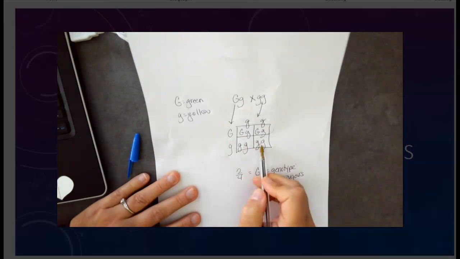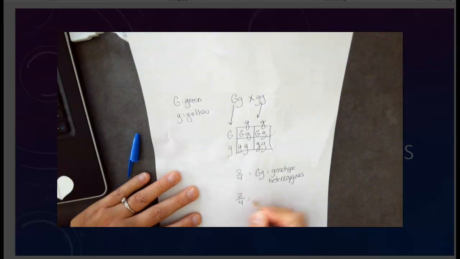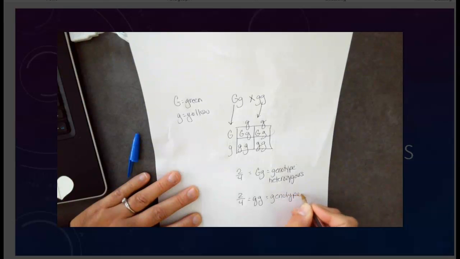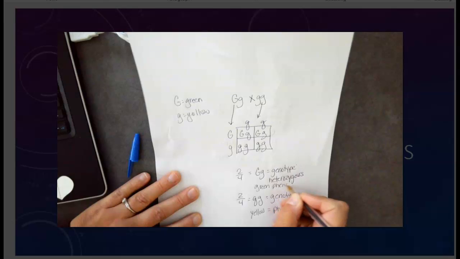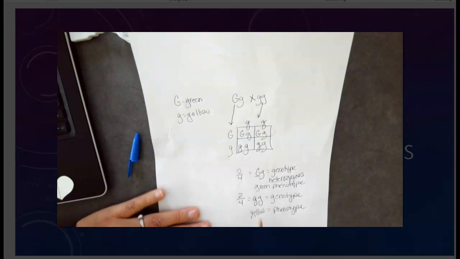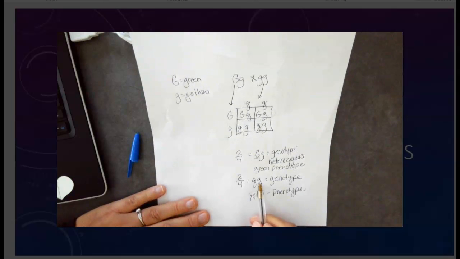All right, 2 out of 4, or 1/2, is going to have the homozygous recessive genotype, homozygous because they're the same, recessive because they're the little g, and they will have the yellow phenotype. So this one would have a green phenotype, because there is 1 capital letter here. There's no capital letter here, so the only way that you would get this trait would be to be little g to get that yellow phenotype.